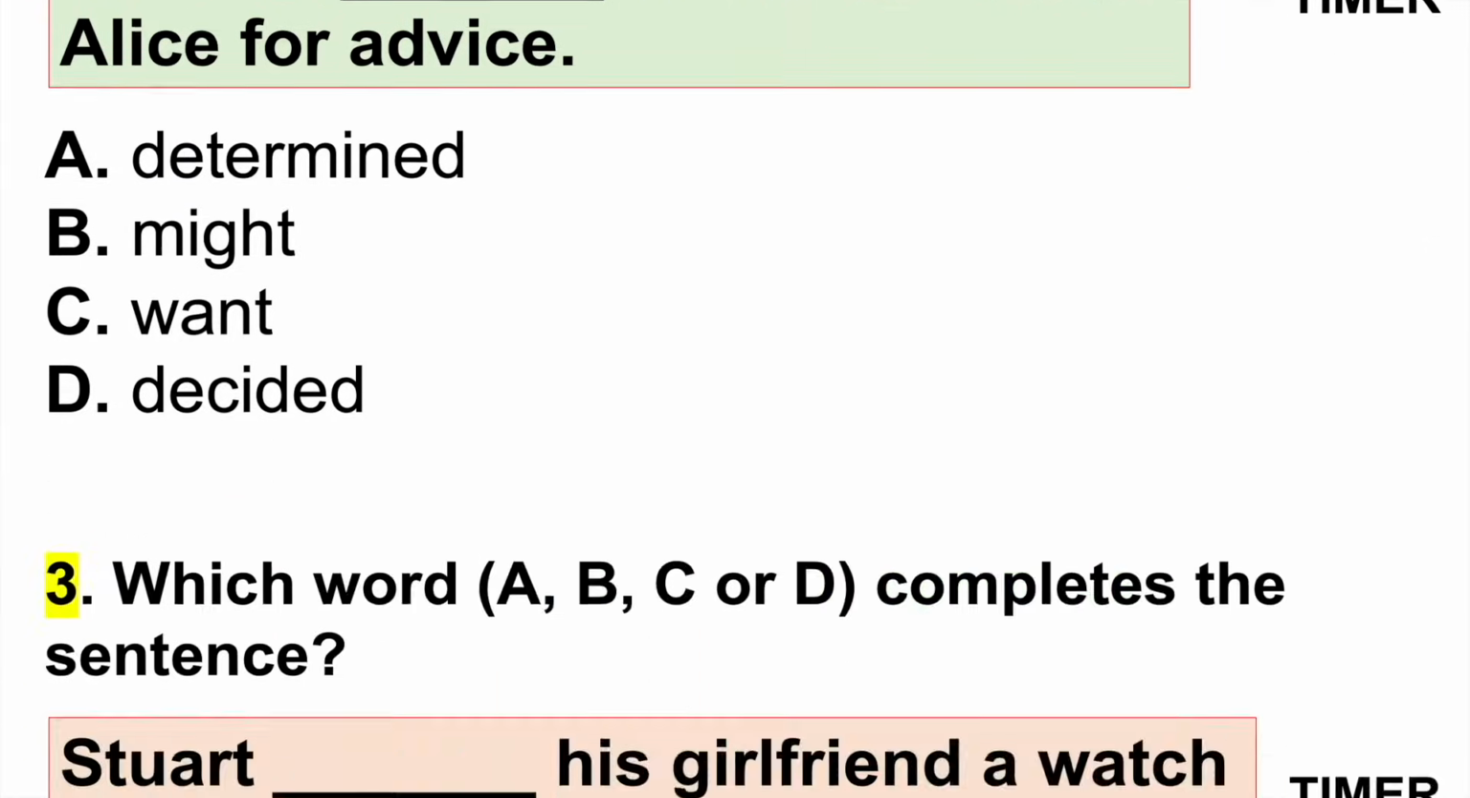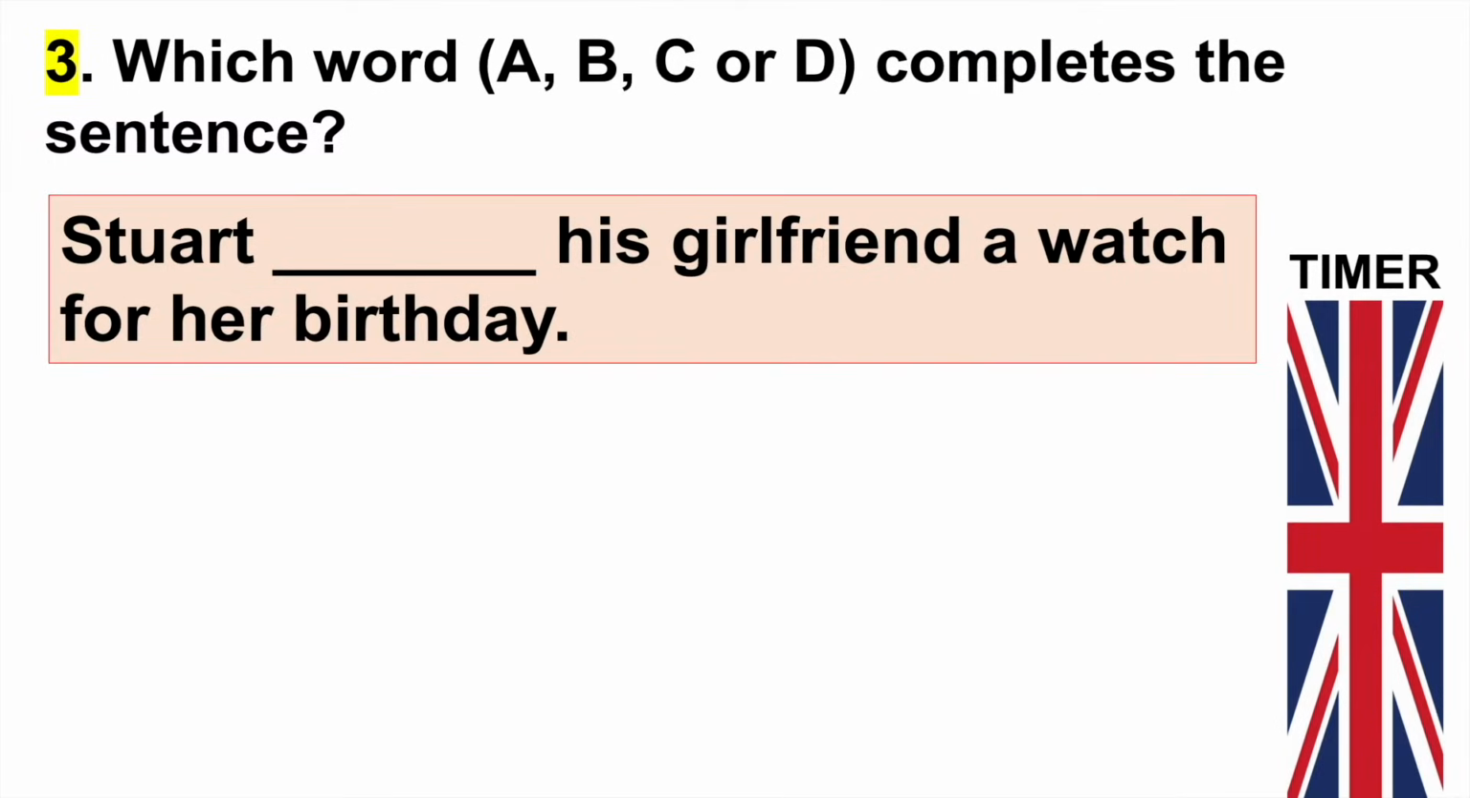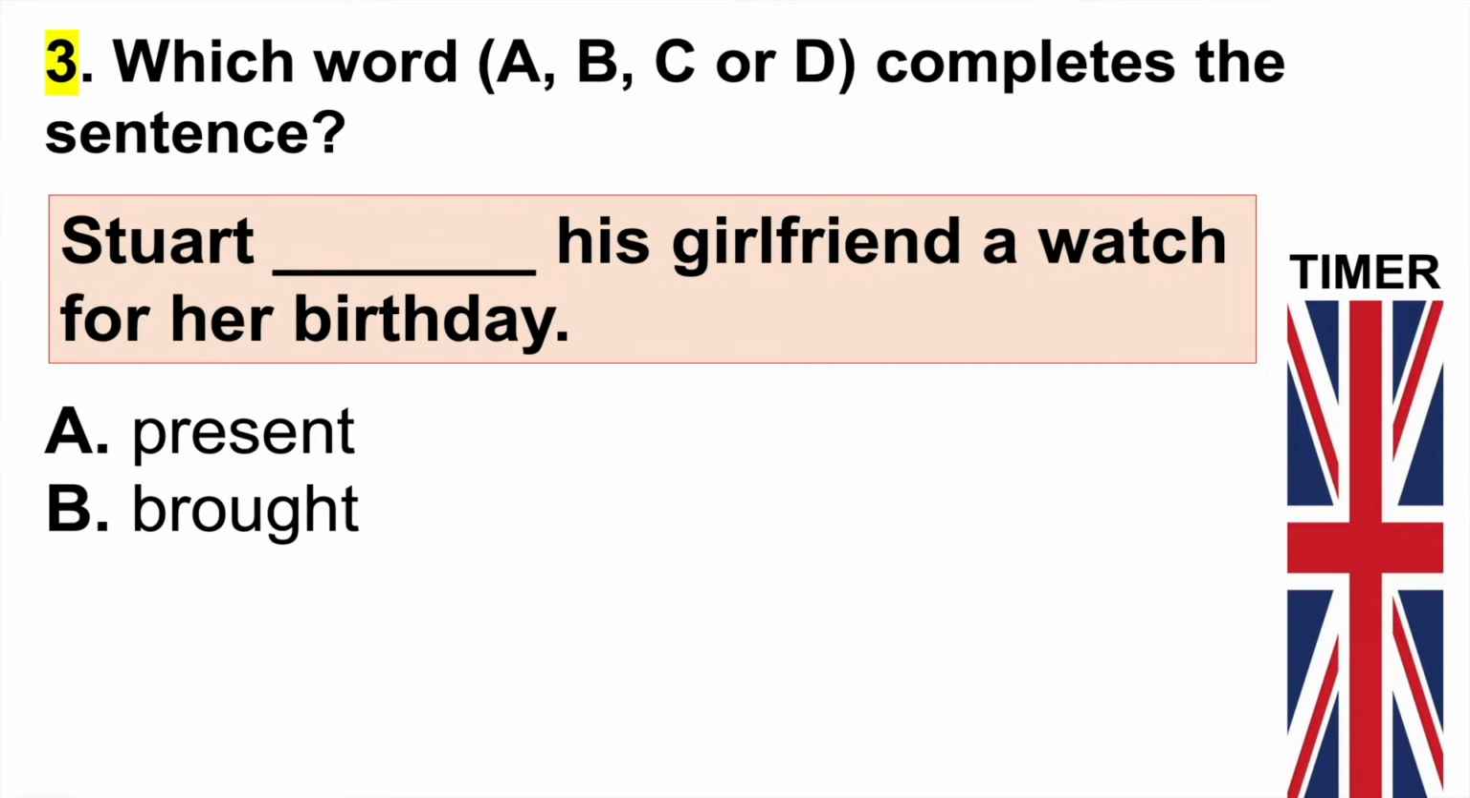Brilliant. Well done. Question number 3. Which word, A, B, C or D, completes that sentence? Stuart blank his girlfriend a watch for her birthday. Is it A, present, B, brought, C, bought, or D, buyer? Here's your 10-second timer. Put your answer in the comments section.